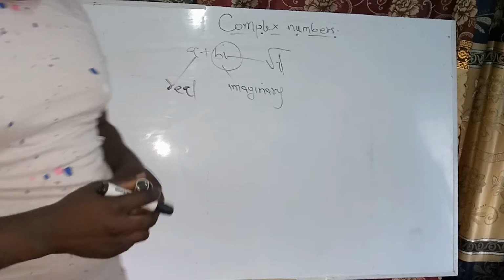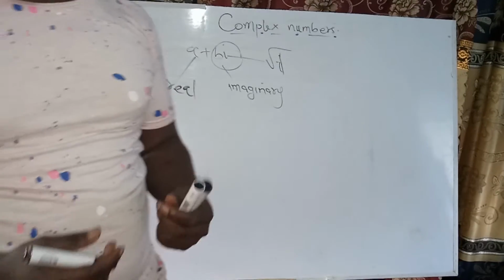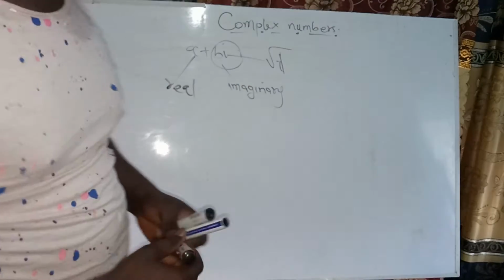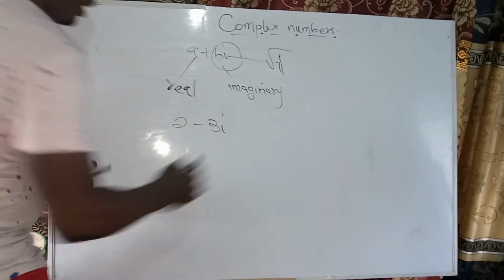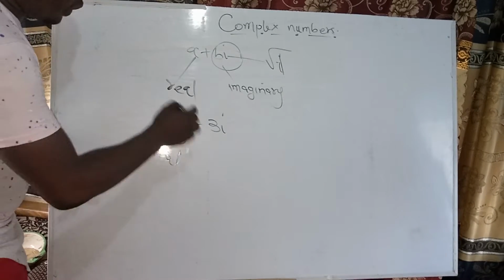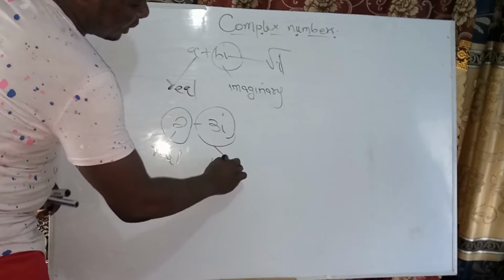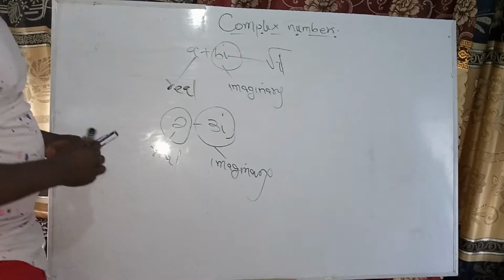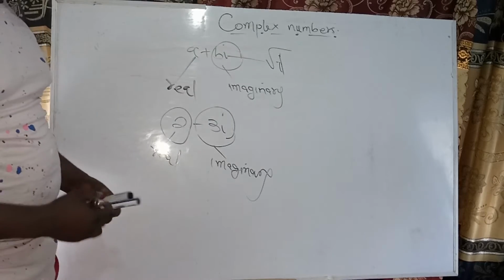Complex numbers come in different forms, and in this video I'm going to talk to you about how to plot complex numbers and how to find the conjugate of complex numbers. So when we have, let's say, for example 2 minus 3i, this 2 here is the real part of this complex number, and this 3i is the imaginary part of this complex number.